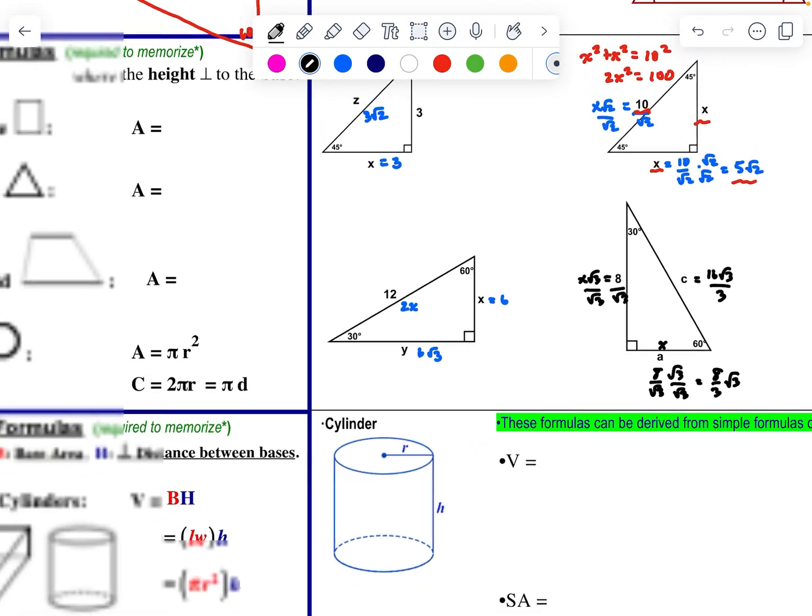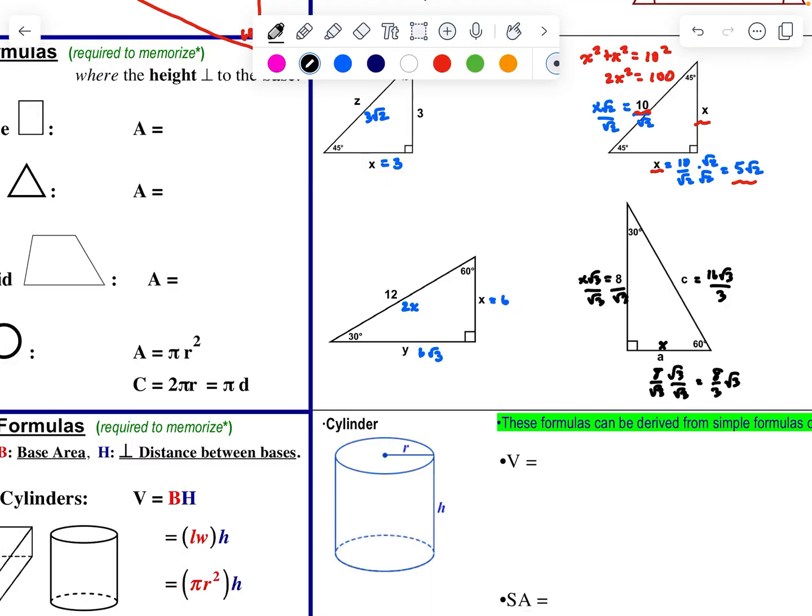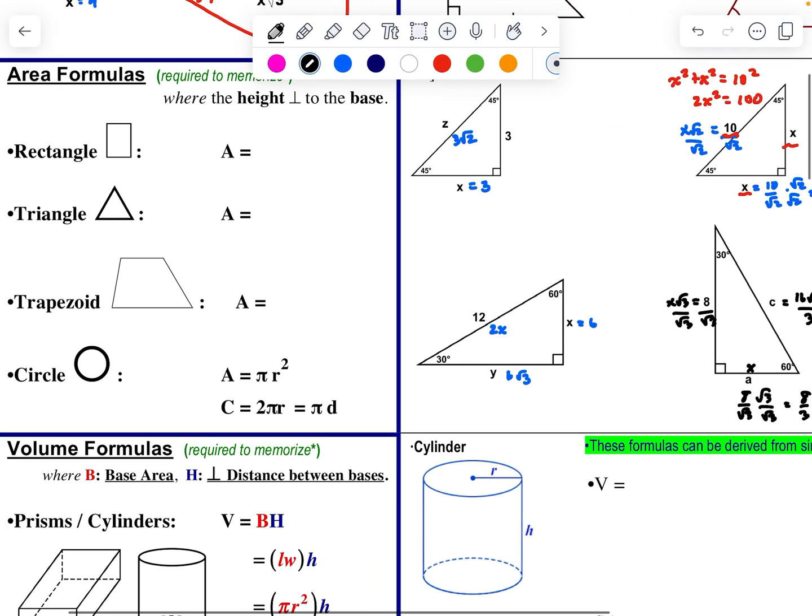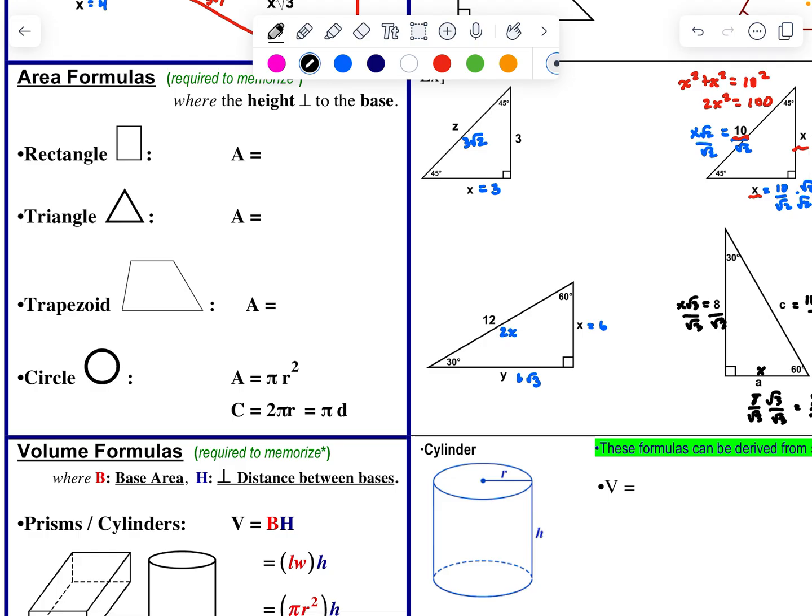All right, we'll talk a little bit more about these when they come up. Things that you need to know over here: your area formula for a rectangle. Some of you might use length times width. Some of you might use base times height. Doesn't matter. Triangle, you've got your 1/2 base times height. Some of you say base times height divided by 2. Same thing. Trapezoid, base 1 plus base 2 times h divided by 2.